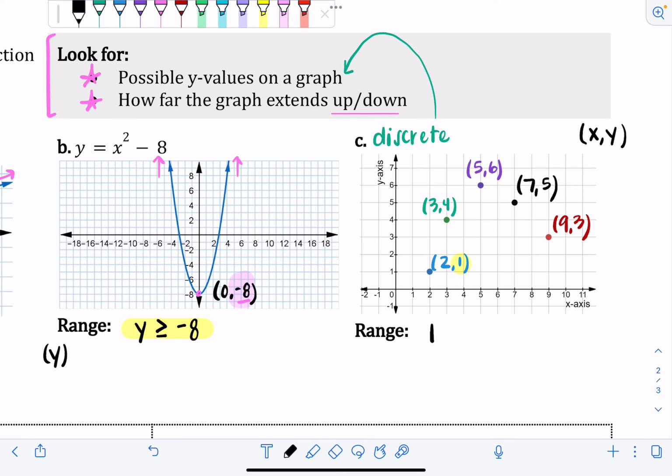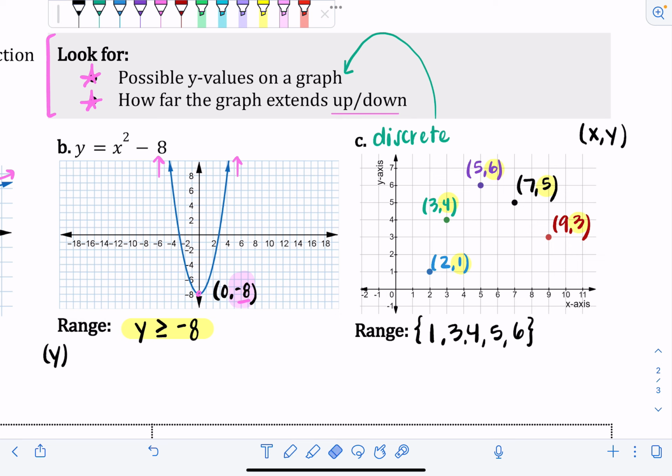So 1, and then the next one would be 3, because we're just looking at the y values and we're ordering those. So if you want to go from smallest to largest, you can start at the lowest point and then work your way up. So the next one would be the 4 from 3, 4. And then the next one would be 5 from 7, 5. And then the last one would be 6. And then we close it in those curly brackets.